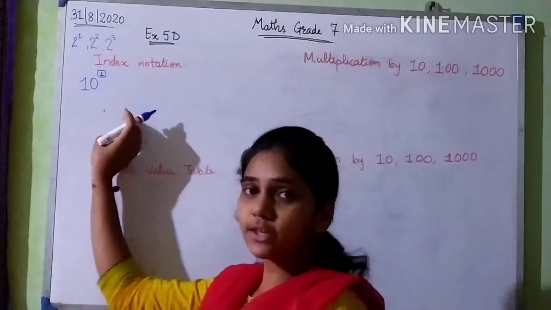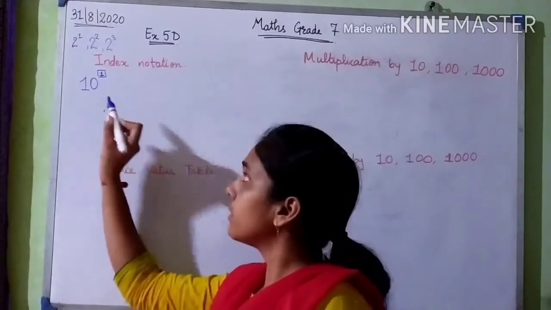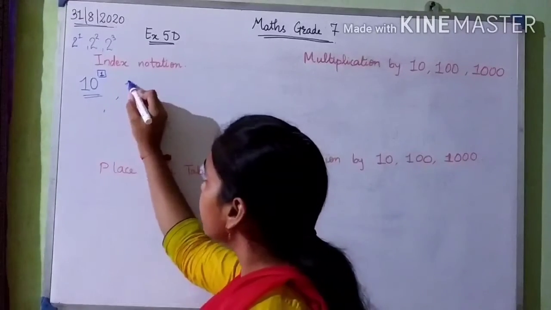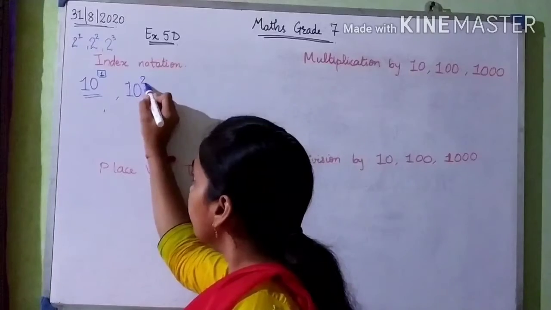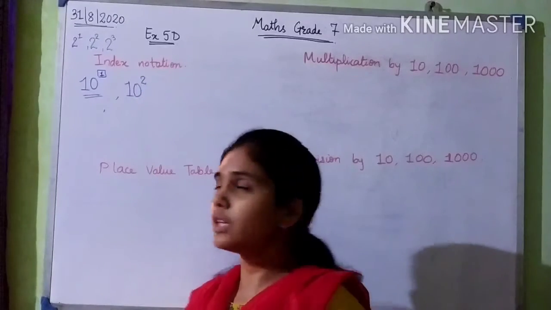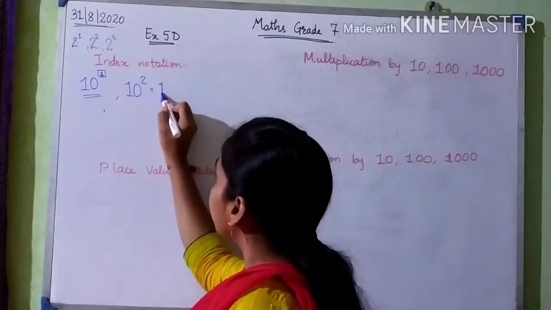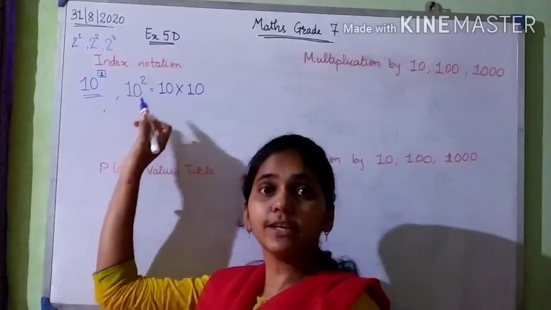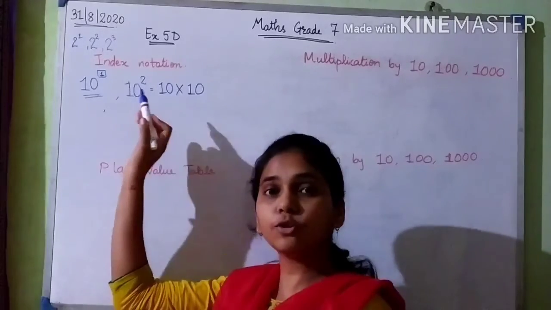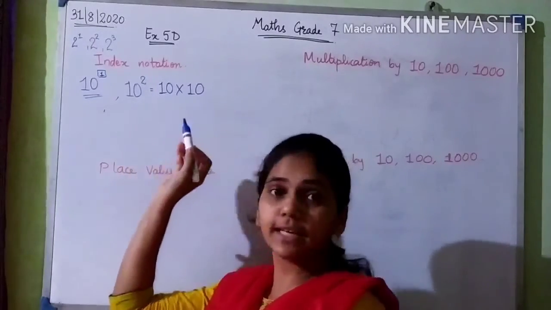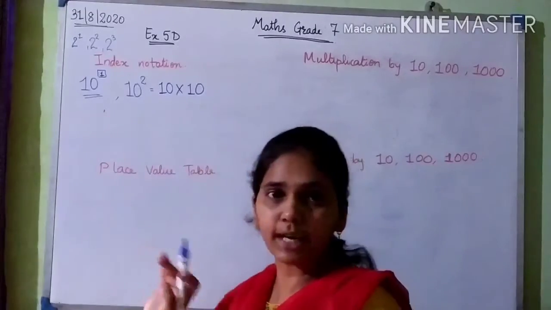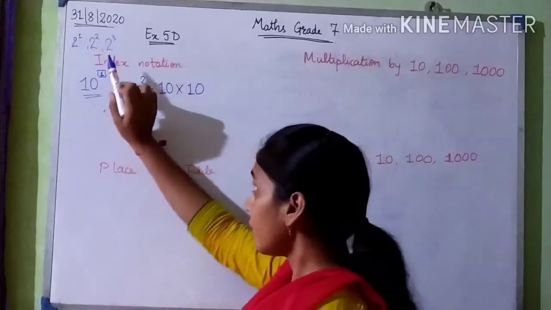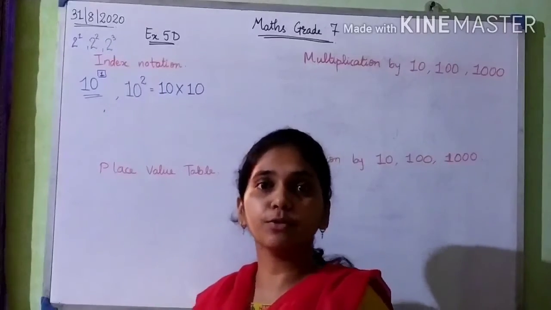When we are talking about 10, the first power, 10 raised to 1, is written as 10. Then 10 raised to 2. What does 10 raised to 2 mean? 10 is multiplied by itself 2 times. This does not mean 10 into 2. It means 10 multiplied by 10, 2 times. This is true for any number. If I write 2 raised to 2, that means 2 is multiplied by itself 2 times. If I write 2 raised to 3, then 2 is multiplied by itself 3 times.